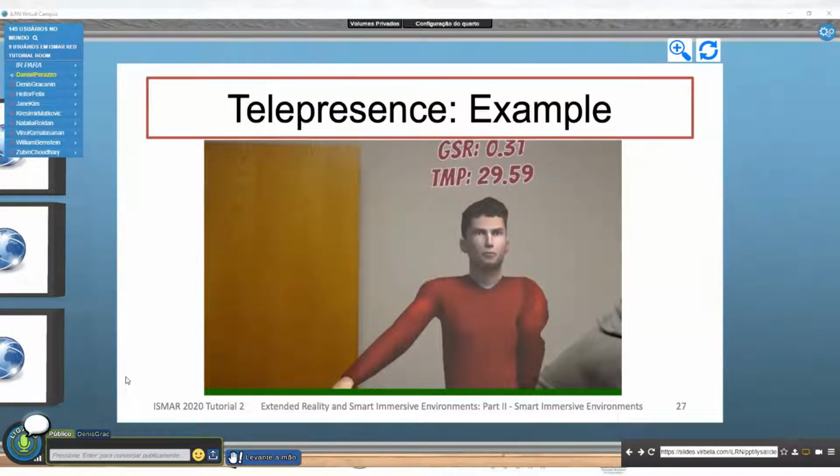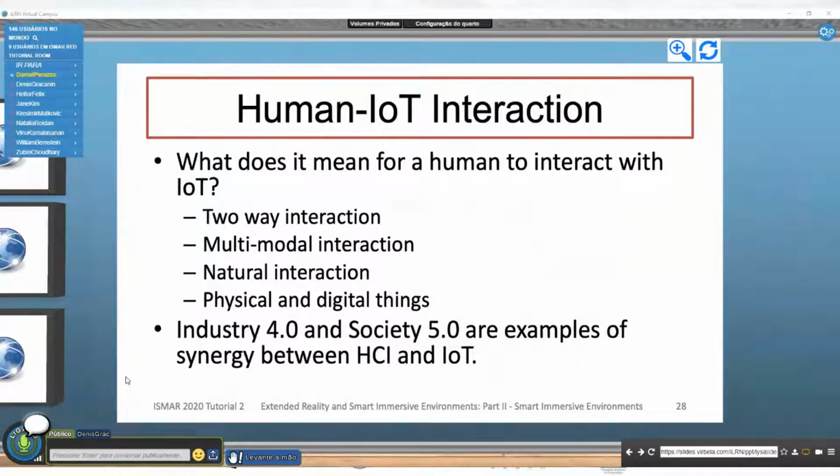So now, what happens if you want to scale this up? How can we talk about general human-IoT interactions and where that leads on a larger scale? Well, first of all, when we talk about human-IoT interaction as a way to support smart immersive environments, it is a two-way interaction. It is a multimodal interaction. It is natural interaction because, again, we want to use embodied interaction, and it is interaction between physical and digital systems.